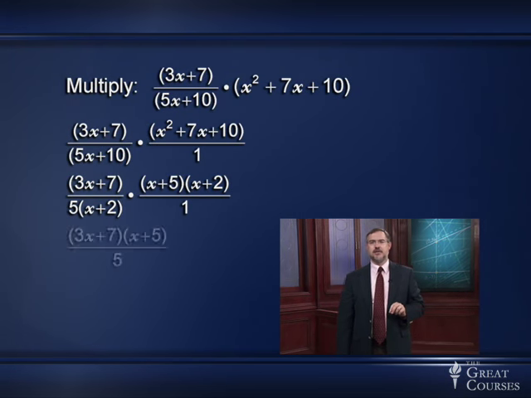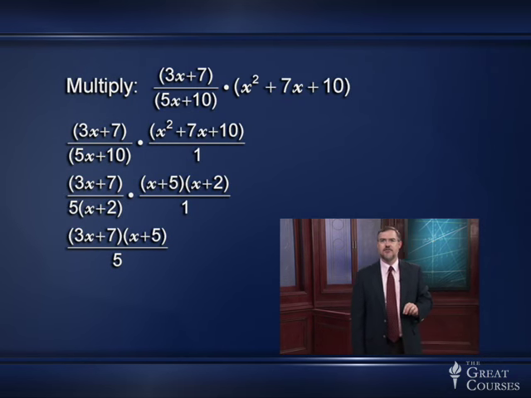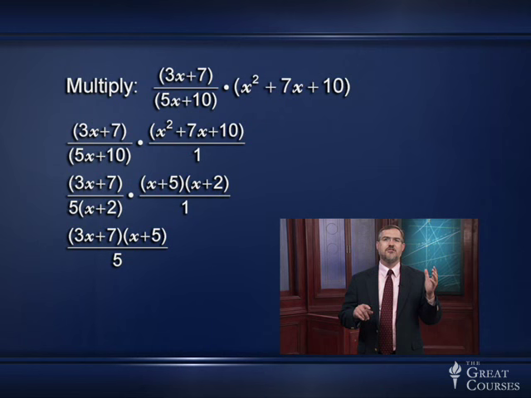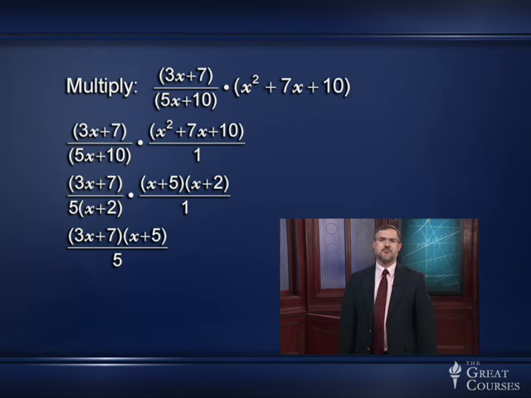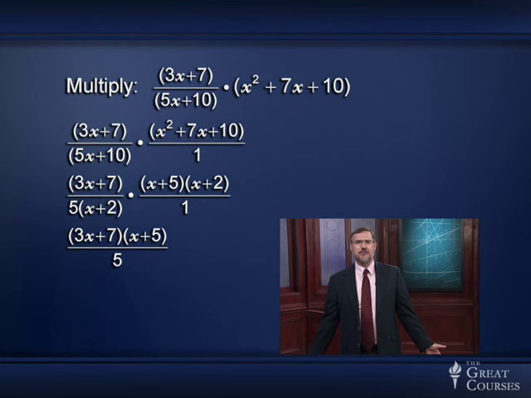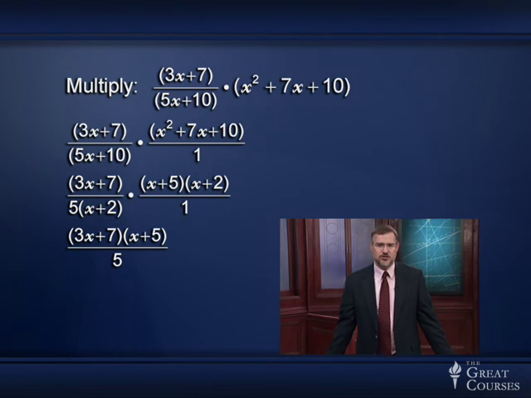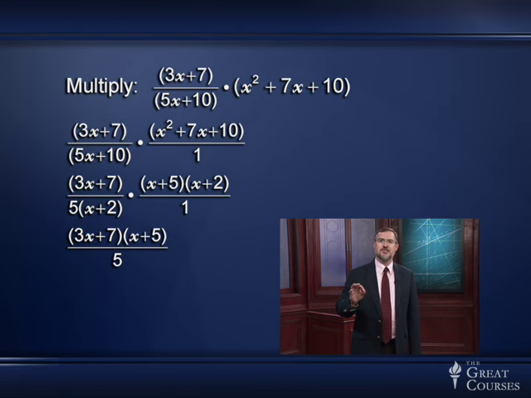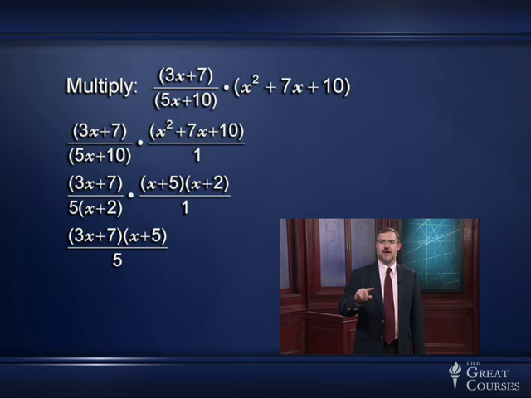And that's going to give me then 3x plus 7 times the x plus 5, all divided by just the 5 in the denominator after those x plus 2's are canceled. And guess what? We're done. And again, it probably doesn't even feel like we did any multiplication. The final answer is just 3x plus 7 times the x plus 5 divided by the 5.